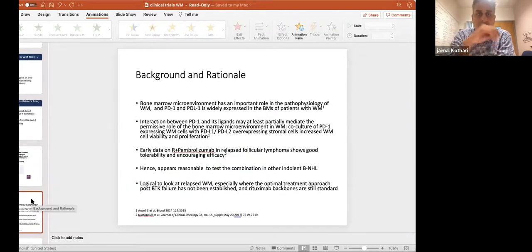Now, the rationale for this study, I mean, there's scientific rationale, and there's also a practical rationale. The pembrolizumab is in a class of drugs called the PD-1 inhibitors. Now, this is a very big class of drugs that have been very, very successful in solid oncology in patients with lung cancer, colorectal cancer, melanoma.